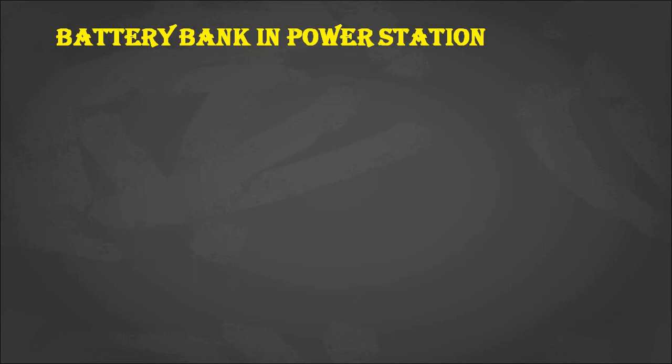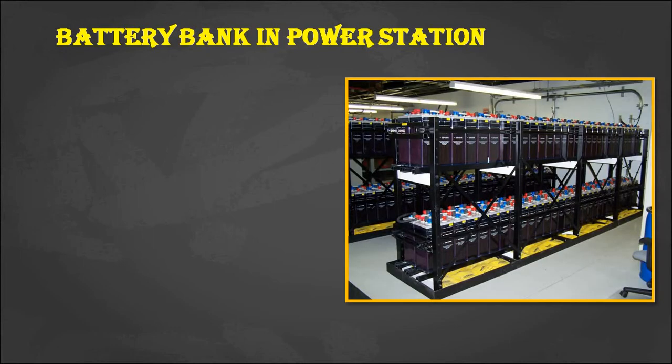So coming to the content, the role of the battery bank in a power generating station or in an industry. The role of the battery bank in a power generating station is similar to the role of an inverter which we use in our houses. An inverter consists of a battery. Whenever there is an AC supply, the battery charges through the inverter. If the AC supply fails, this battery discharges through the inverter and supplies our household loads.